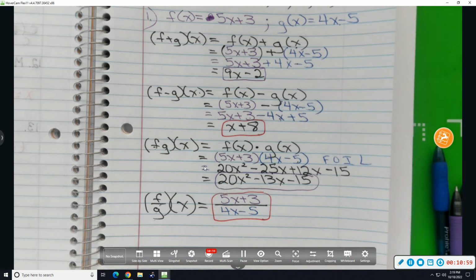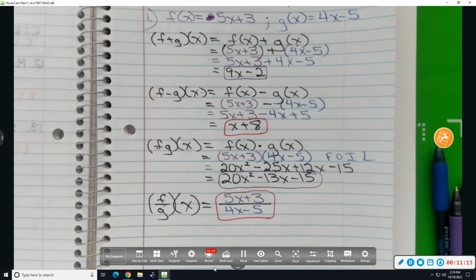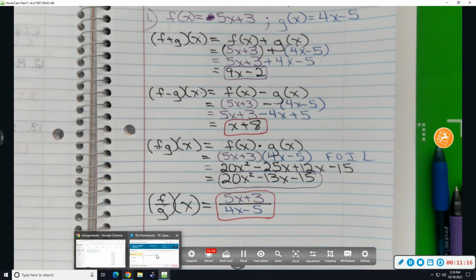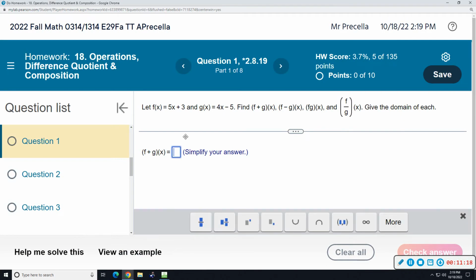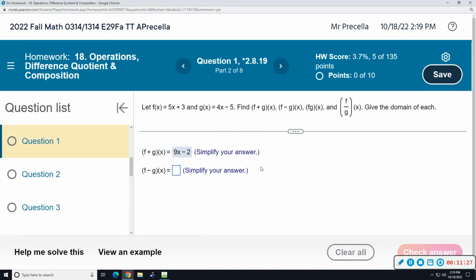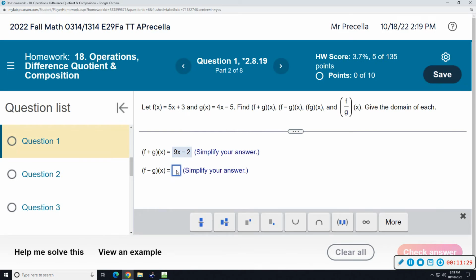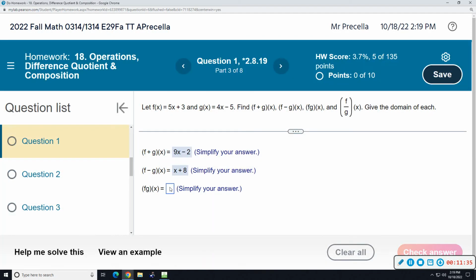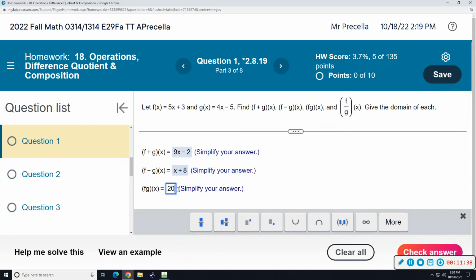And let's come over here. I'm going to punch these answers in. I'm going to switch over and start punching them in. Let's see, what do we have? 9x minus 2 for f plus g, f minus g, that was x plus 8. F times g, that's a 20x.